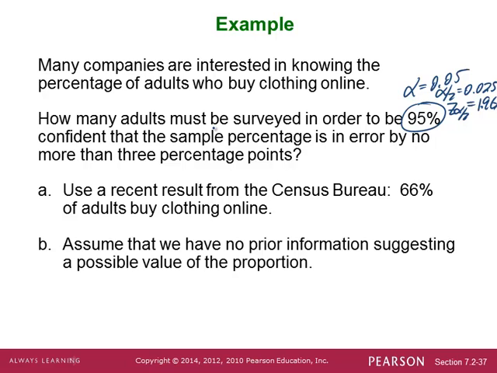So how many adults must be surveyed with 95% confidence that the sample percentage is in error by no more than 3 percentage points? So we're going to set E to be equal to 3% or 0.03. We're going to set that as our upper limit.